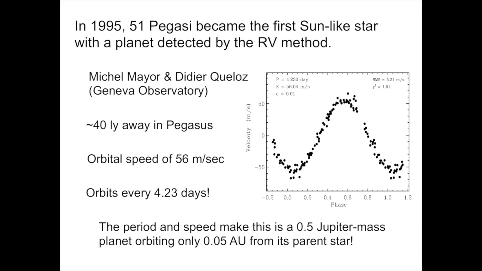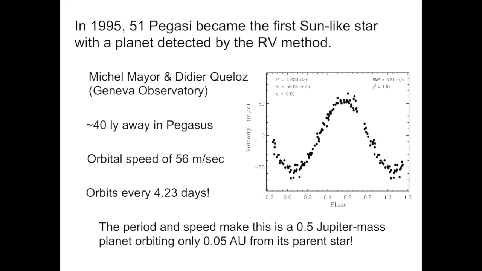51 Pegasi is 40 light-years away from the Earth in the constellation of Pegasus, and Mayor and Queloz observed a periodic shift in the speed of 51 Pegasi with an orbital period of about 4.23 days, going from a blue shift to a red shift every 4¼ days. That's awfully fast. The orbital speed is 56 meters per second, which is also pretty fast compared to our expectations.